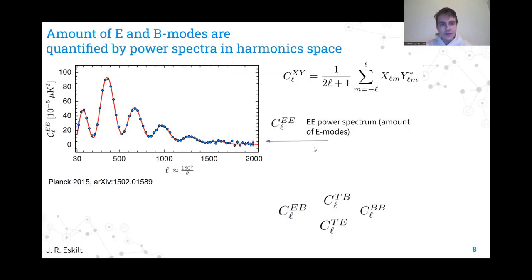And the way we quantify the amount of E and B modes is through power spectra in harmonic space. So here you can see the EE power spectrum of the CMB as measured by Planck. This is plotted as a function of the angular multipole here on the x-axis. And then in addition to that, you can, of course, also try to do all the other possible power spectra: the BB power spectrum, the temperature cross E, temperature cross B, and E cross B. Those are the other ones.